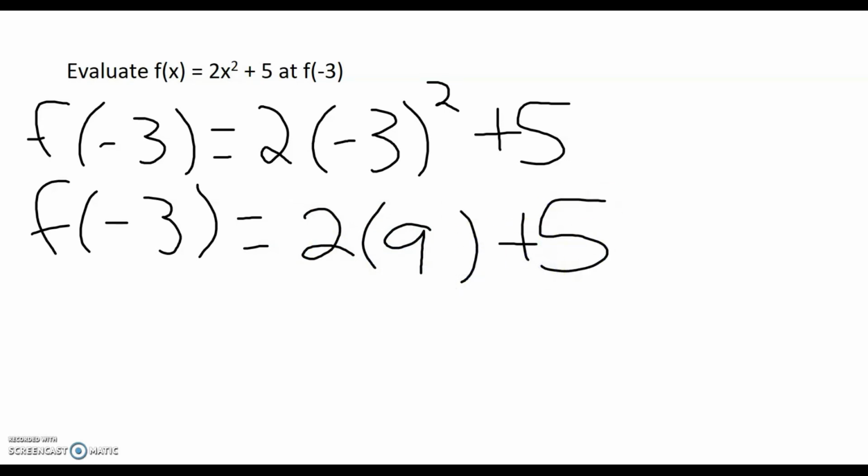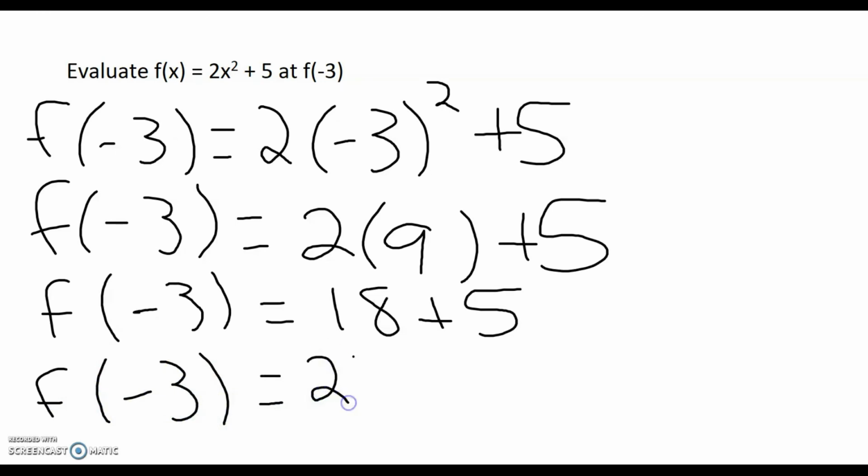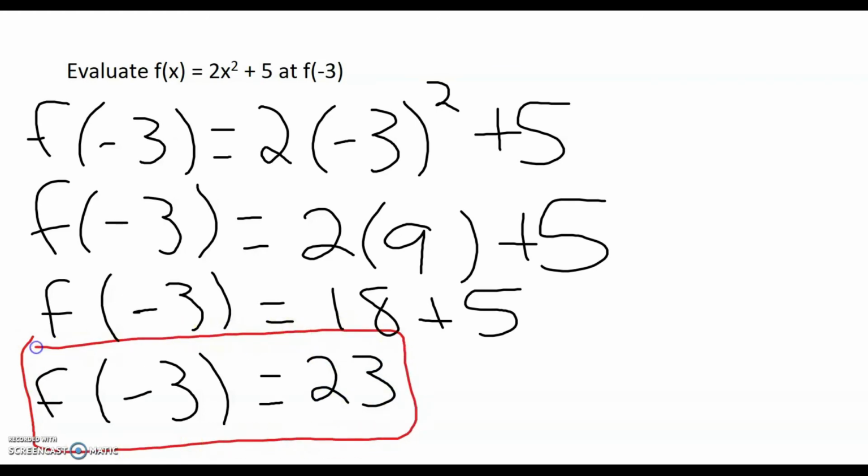We know that negative 3 squared is 9, and then 2 times 9 is 18, plus 5 should give us a final answer of f of negative 3 will equal 23. Therefore, we know that our output value at the input value of negative 3 is 23. Furthermore, function notation allows us to determine that at this point, the coordinates on the graph are negative 3, 23.